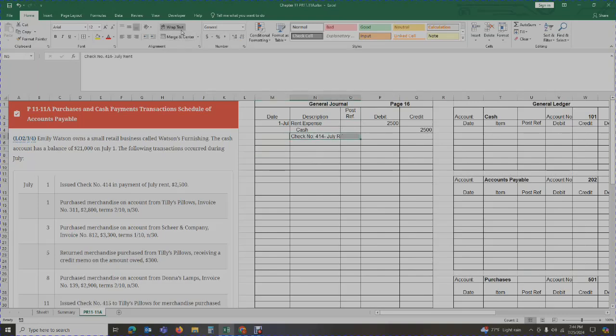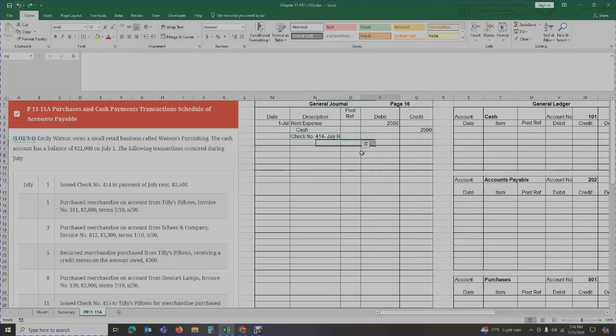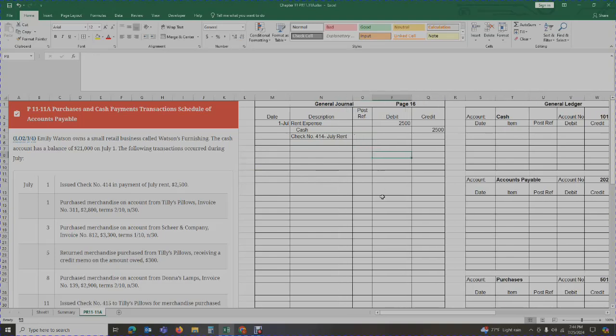So that happened on July the 1st, okay? On July the 1st, we also purchased merchandise on account from Tilly's Pillows. Invoice number 311 for $2,800, terms 2/10, net 30.